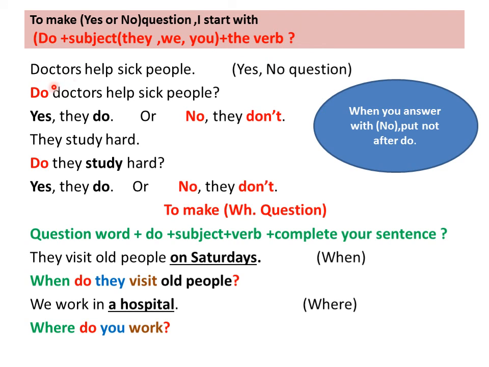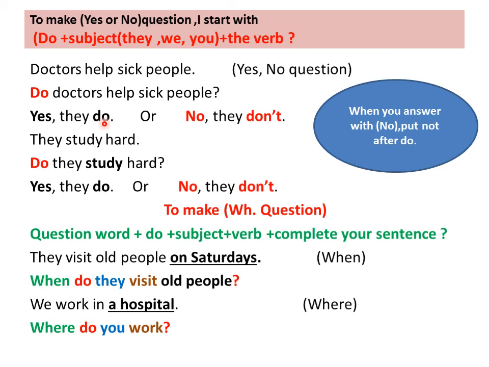Example, doctors help sick people. Doctors, plural, yes? Yes, plural. So I put only the verb, help, and complete your sentence with sick people. And I ask you to make a yes or no question. So doctors, plural, so I'm going to start with do, then the subject, which is doctors, then your verb, help, then complete your sentence and end it with a question mark. So start with a capital and end with a question mark. Do doctors help sick people?